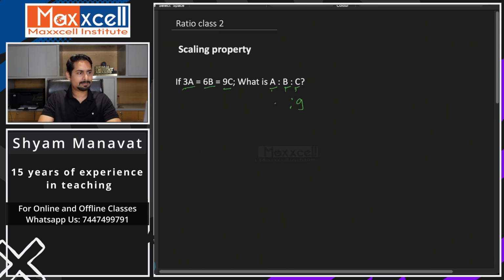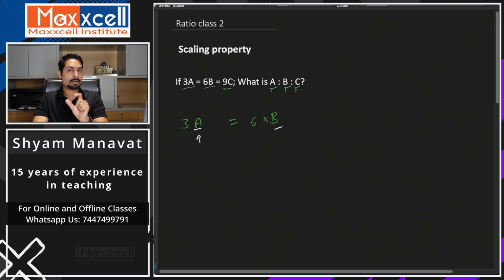Just think about it, that if you multiply a number by 3 and that becomes equal to another number multiplied by 6. So in this case, just compare a and b and tell me which one should be greater, a or b? Yes, definitely a should be greater. Why should it be greater? Because a you are multiplying with a smaller number and that is becoming equal to b multiplying by a bigger number, right? Let's take an example.